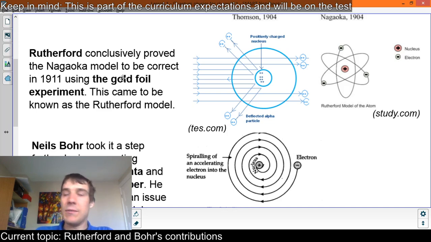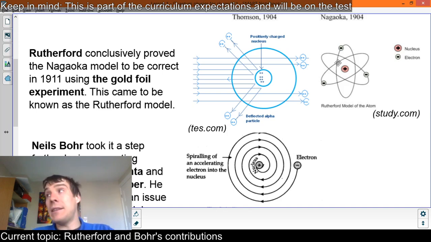So his students did the work, and Rutherford mathed it out. He did the math to prove that his students' results could only be true if there was a dense positive charge in the center of the atom and a bunch of empty space, and then the electrons on the outside. So there's the Rutherford model of the atom.